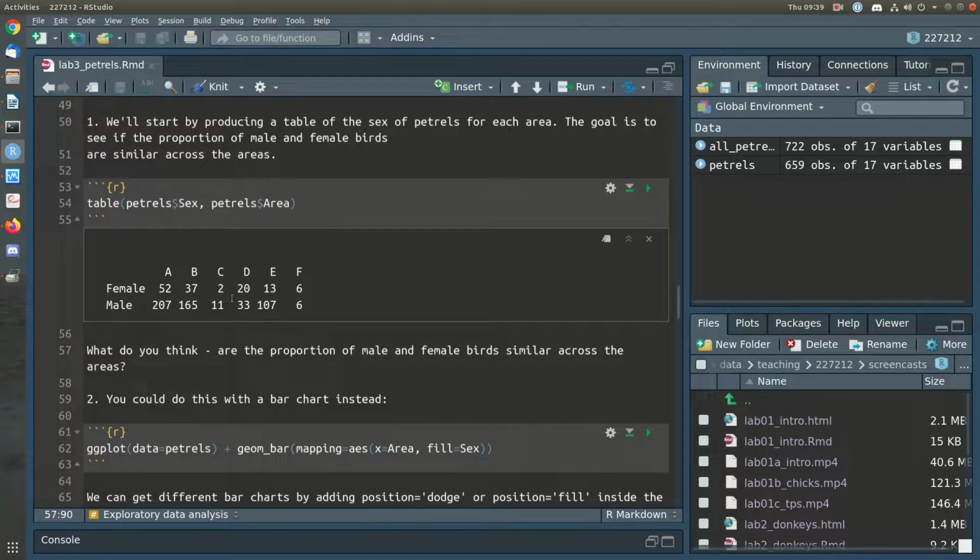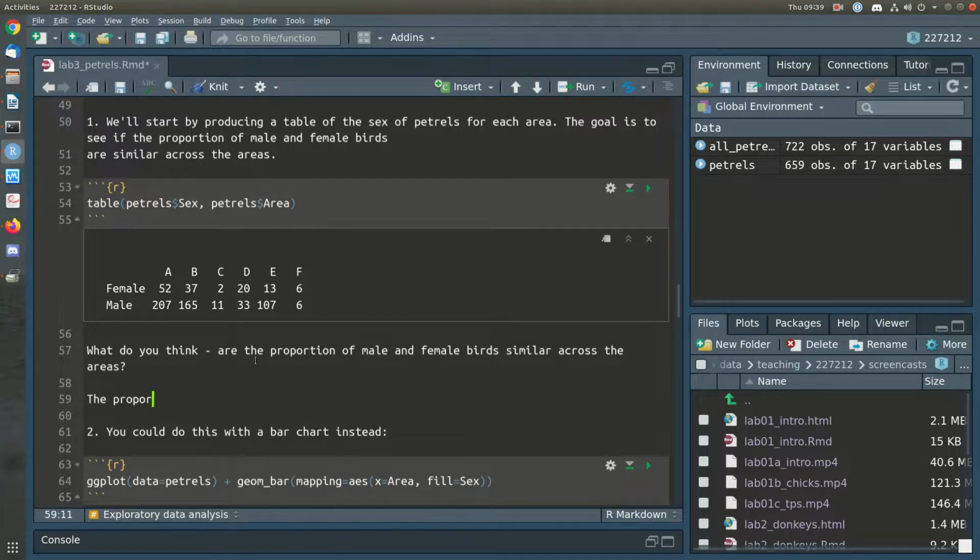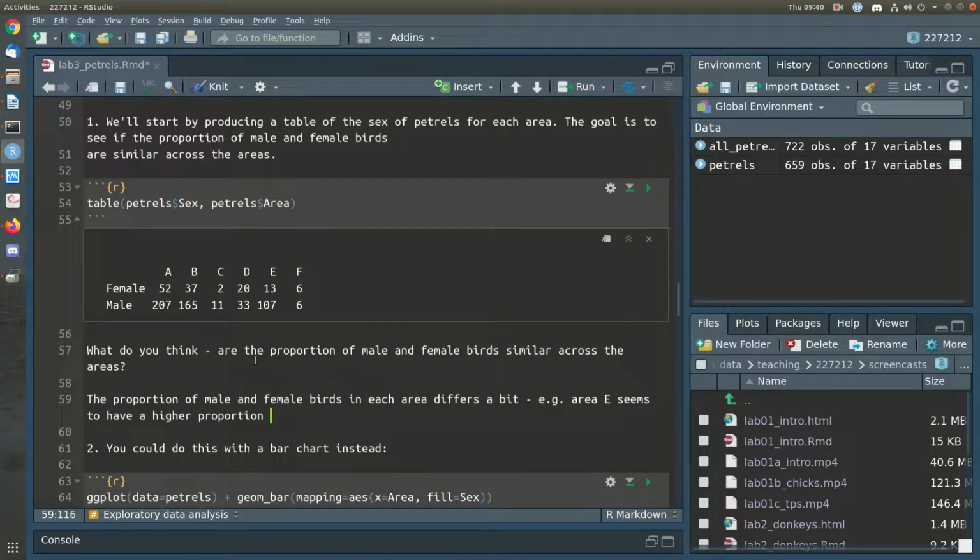And we can also see that the proportion changes, doesn't it, between areas. So in area F it's 50-50, whereas in area E there's a much lower proportion of females, probably about 13-14%, right? Whereas it's more like 20% in area A. So the proportion of male and female birds in each area differs a bit. E.g. area E seems to have a higher proportion of males.